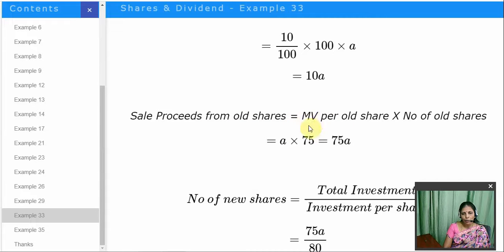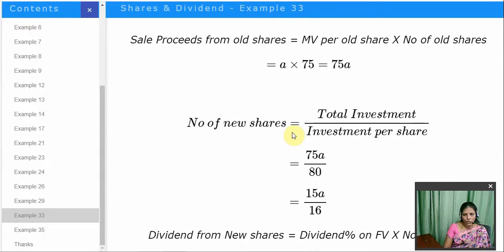Now the market value per share is 75 rupees, and the number of old shares we have assumed as A. So 75A is his sale proceeds. Now he has 75A rupees in his hand, and he is going to invest in the market and buy shares.